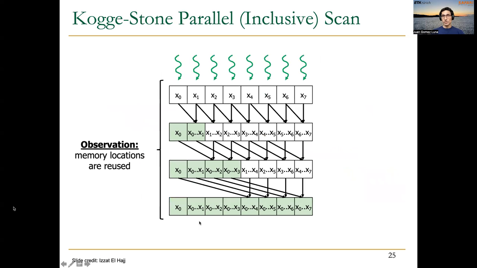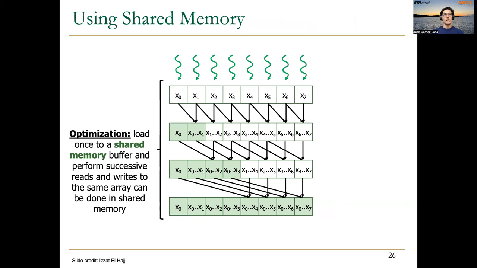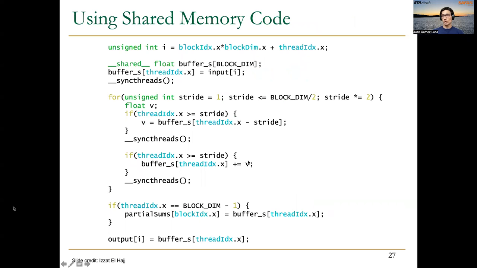Now, there are some observations that we can make here in order to make the implementation more efficient. First of all, we observe that all these elements are reused, because in each iteration, we read them again, we add them to a new number, and then we write. So one thing we can do is buffering these arrays into the shared memory. And this is how the code would look.